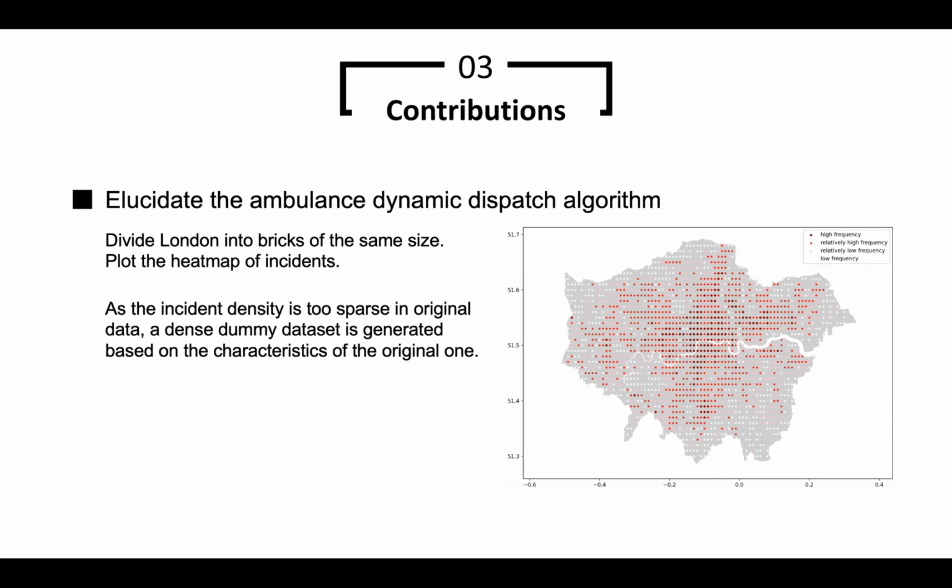By analyzing data, the incident density is sparse in the original data. According to the heat map here, even in the most frequent part, the dark red one, there are less than 3 incidents of one type happening in a day. So, a dense dummy dataset is generated based on the characteristics of the original one.